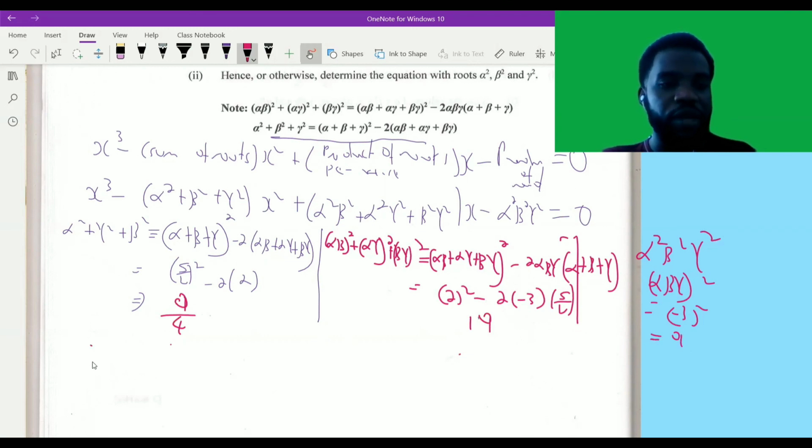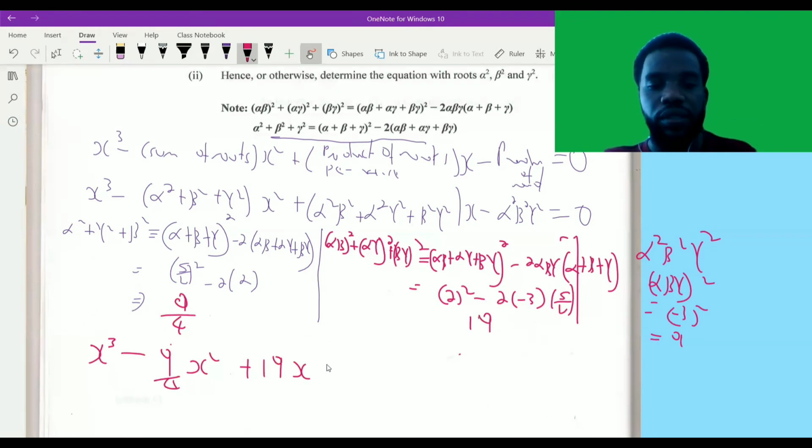So let's go back to the formula and plug in what we found out. So it's x cubed minus 9 over 4 x squared plus 19 x plus 9 equal 0. This should be minus 9 right here because it's minus plus then minus. All right, so pay keen attention to these things, guys.